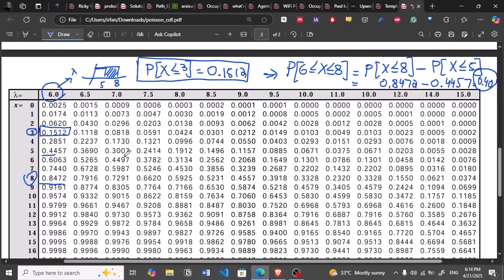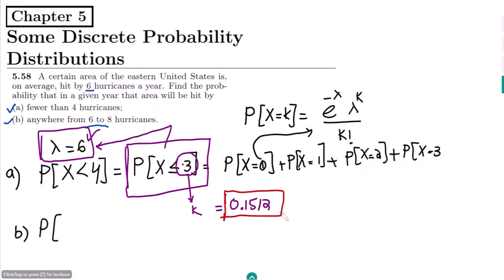Okay, so let me move to the main page. The answer of part B is 0.40. So that's it for today, in which we have solved question 5.58 and seen how to use the Poisson distribution table in finding the probabilities. If you have any question, you can ask me in the comment box.